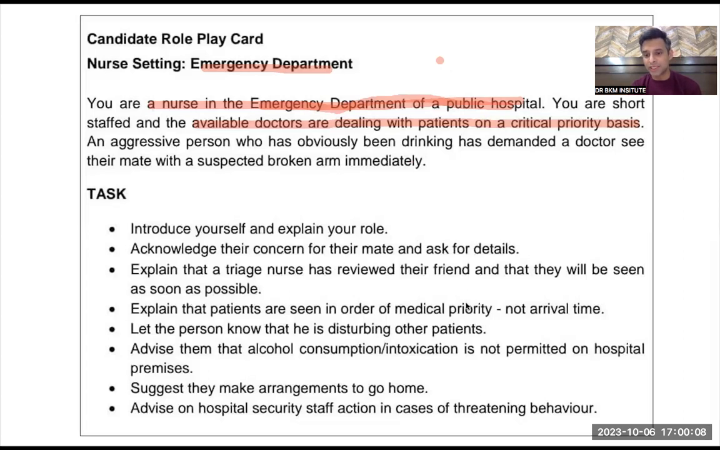So all these points will be given in this role play. There are certain points which are missing, but that's okay. In the exam you will get the complete role play in a very nice way. Now I will speak the complete role play again for you.